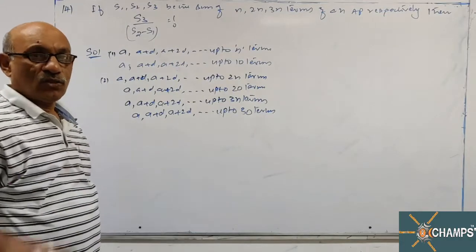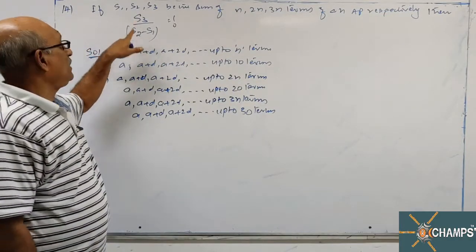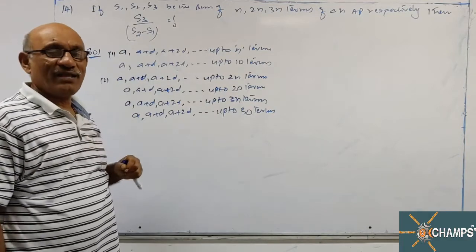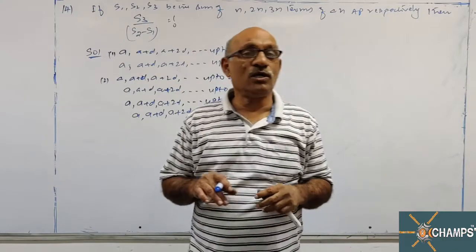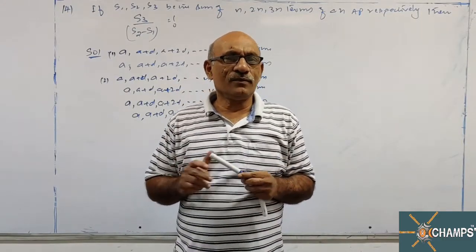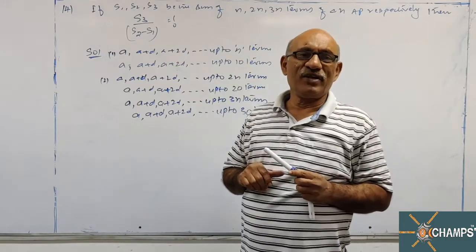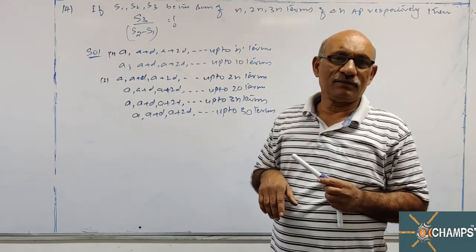Okay. So don't get any confusion to substitute S3 as 3n, S2 as 2n and S1 as n. N, 2n, 3n will represent the number of terms this sequence is having, but they will not represent the values of S3, S2 and S1.